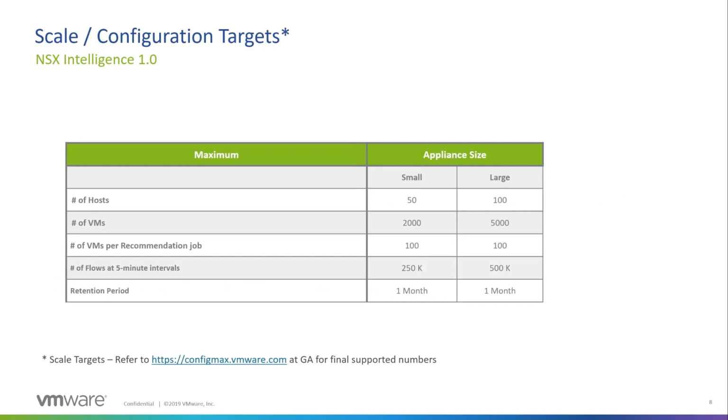So the difference between the small and large appliance as far as usage goes is really how much workload it can handle. Essentially the small appliance can handle 50 ESXi hosts, 2,000 virtual machines, 100 recommendation jobs, and 250,000 flows at 5-minute intervals. And then it retains about a month's worth of data within the system. The large size is 100 hosts, 5,000 VMs, 100 recommendation jobs, which is the same, 500,000 flows at the 5-minute intervals, and still only retains 1 month.